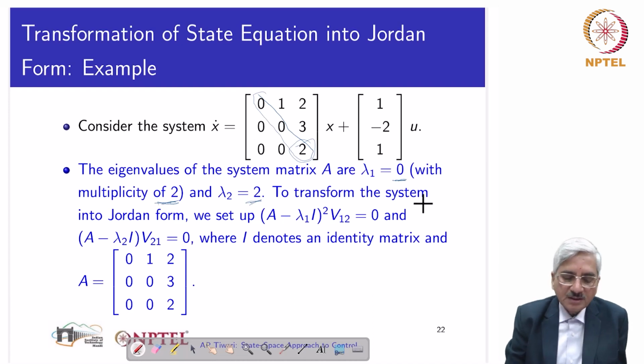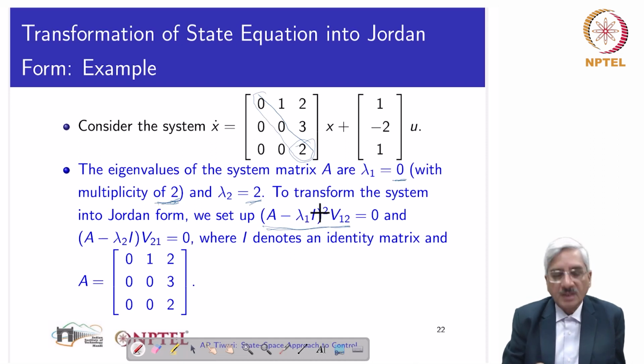So to transform the system into Jordan form, we have to set up these two equations. Because the multiplicity is 2, we have to set up A minus lambda 1 I squared. These two as this index.